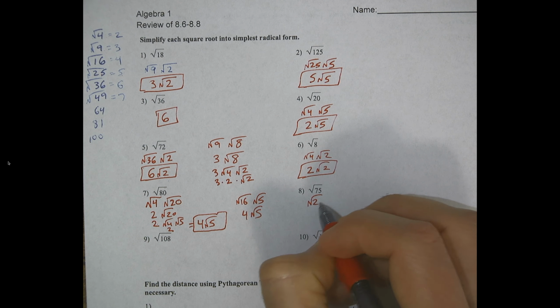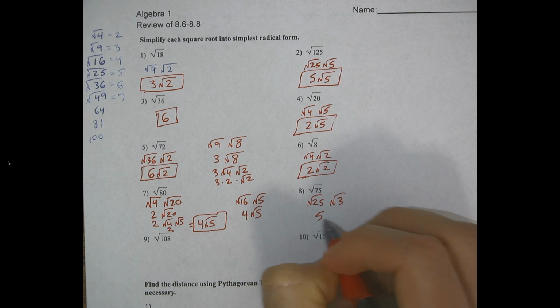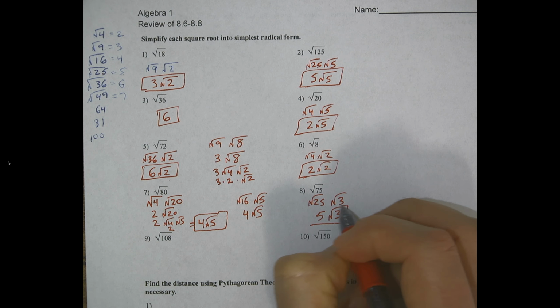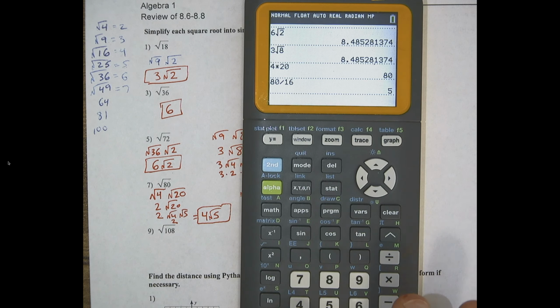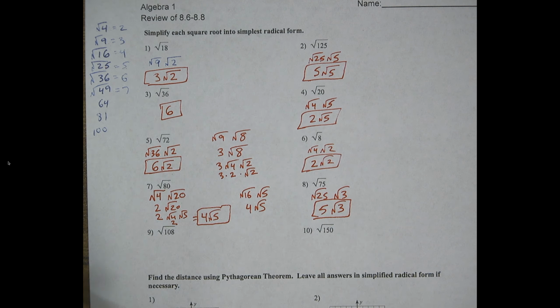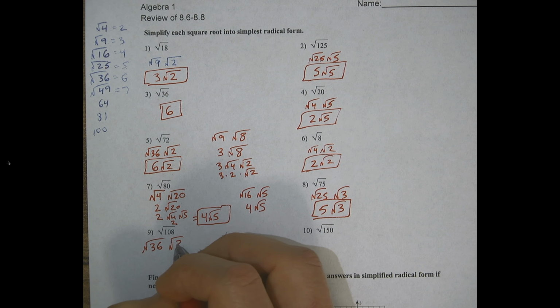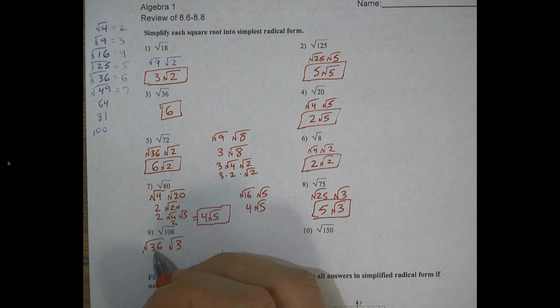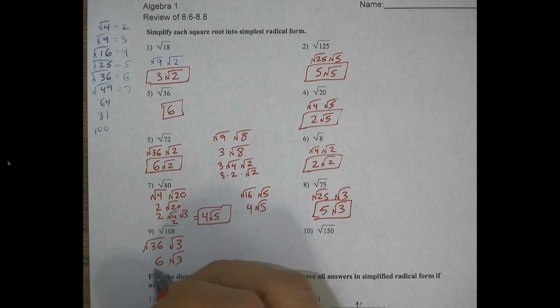75 is pretty simple. We're going to put 25 into it 3 times. Square root of 25 is 5. 108, I would just start trying stuff. Let's try 36. 108 divided by 36. And it works. So 36 times 3 is 108. So I'm going to split this into 36 and 3. Square root of 36 is 6. And I'm left with square root of 3.